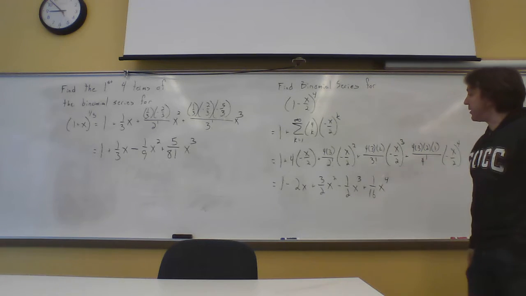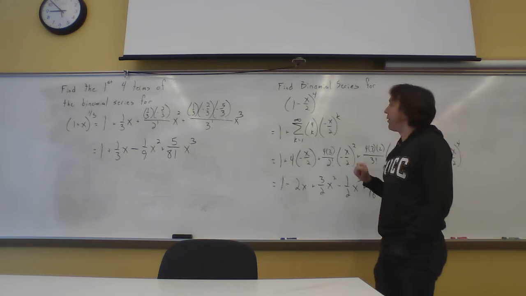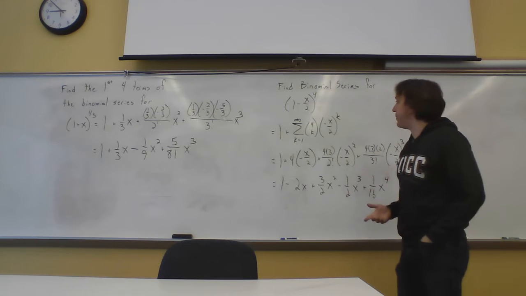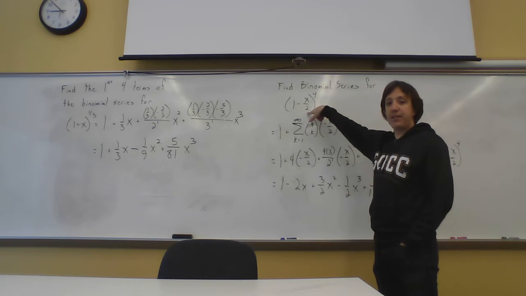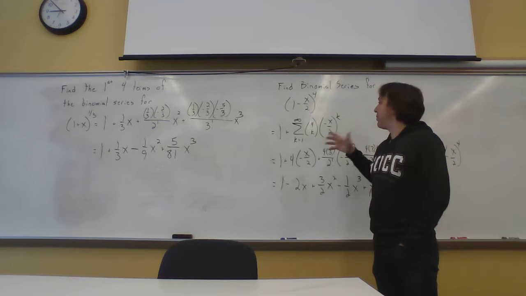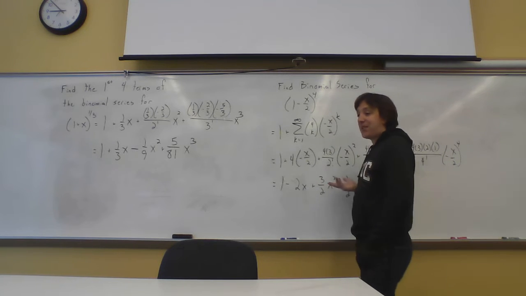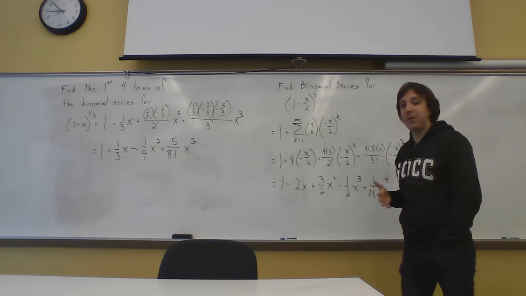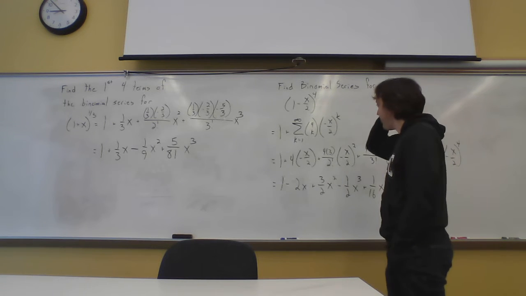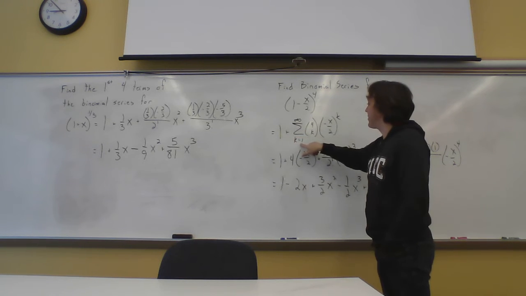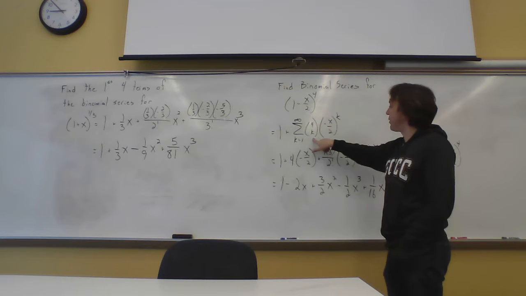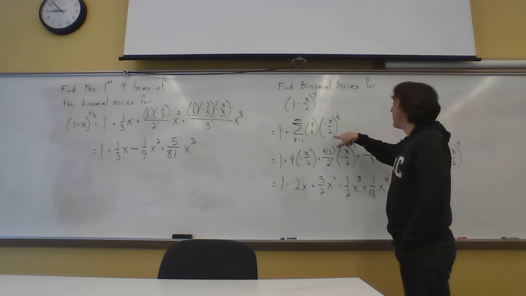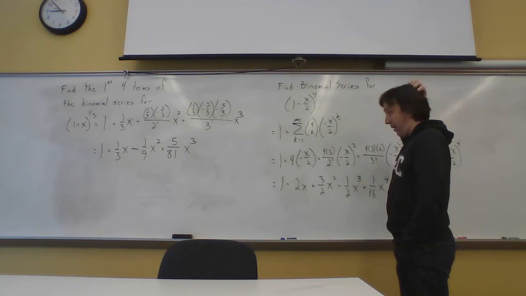Find the binomial series for (1 minus x over 2) to the 4th. Now this one's a little bit different because we don't have x here. We have a minus x over 2. So it turns out it works the same way. Just use negative x over 2 in place of all the x's. So this will be 1 plus the sum k equals 1 to infinity of these 4 choose k's times negative x over 2 to the k power.